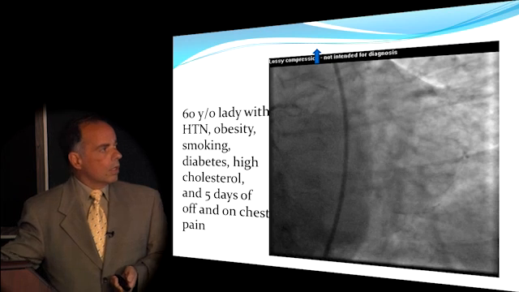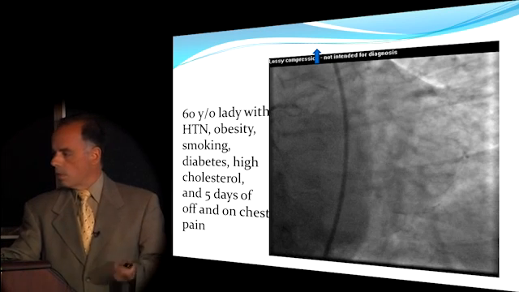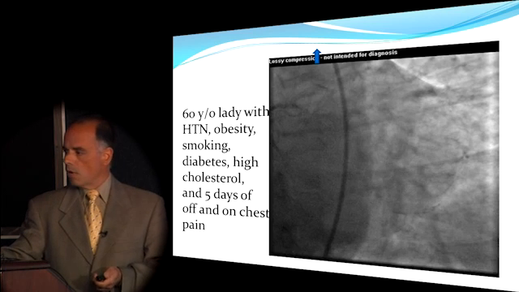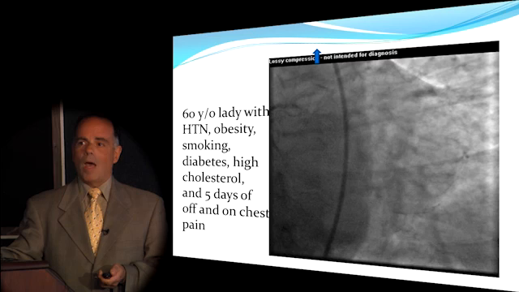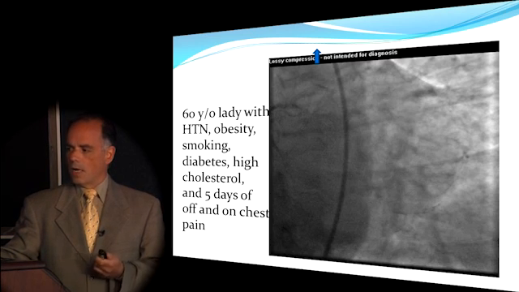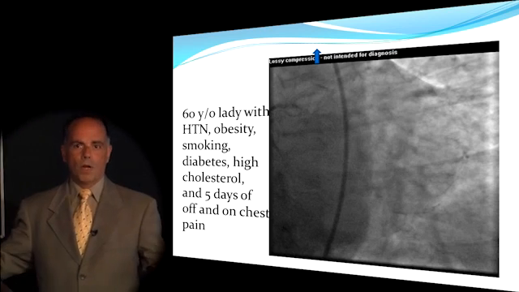So I told her, Mrs., let's say Jones, you have a 95% plaque in the artery. I'm going to have to put a stent inside, and you'll be okay. And she said, how could that have happened? I said, well, let's summarize here. You have hypertension, you're overweight, you smoke, you have diabetes, and high cholesterol. What else would you like?